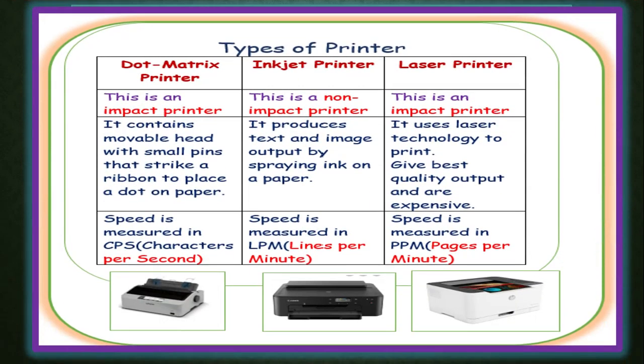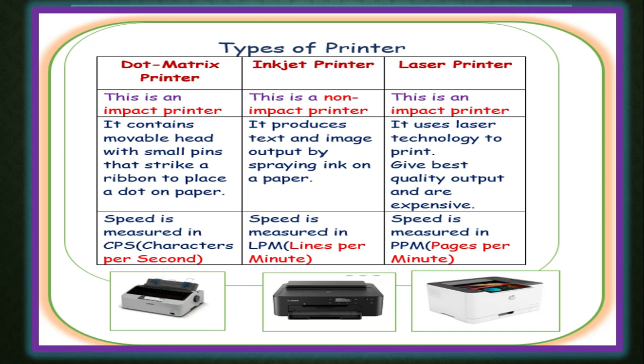Next is the types of printer. First one is dot matrix printer, second one is inkjet printer, and last is laser printer. We will discuss these types of printers in detail. So first is the dot matrix printer. This is an impact printer. Impact means the printer head will touch the paper.